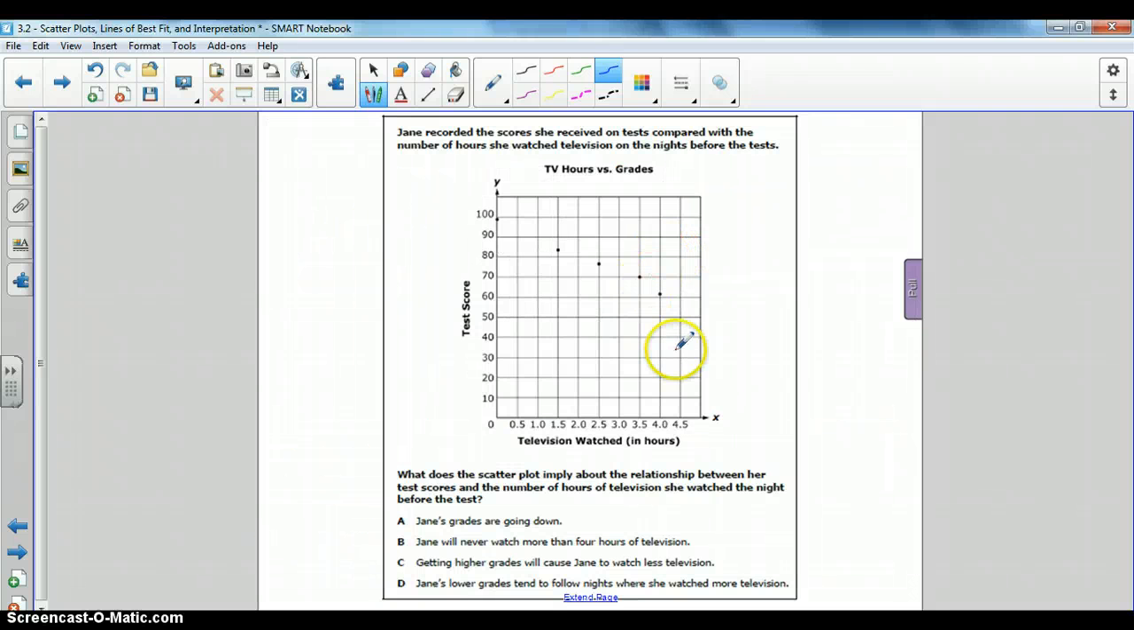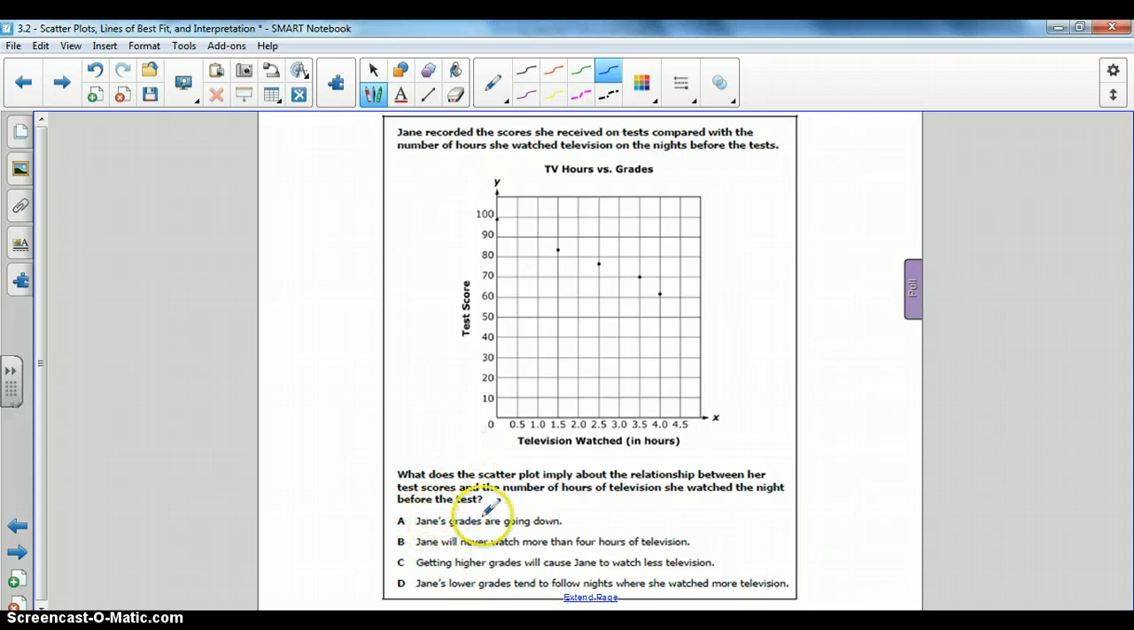The next one says, Jane recorded the score she received on tests compared with the number of hours she watched television on the nights before the test. So we have her test score and how many hours of television she watched the night before. What does a scatter plot imply about the relationship between her test scores and the number of hours of television she watched the night before?